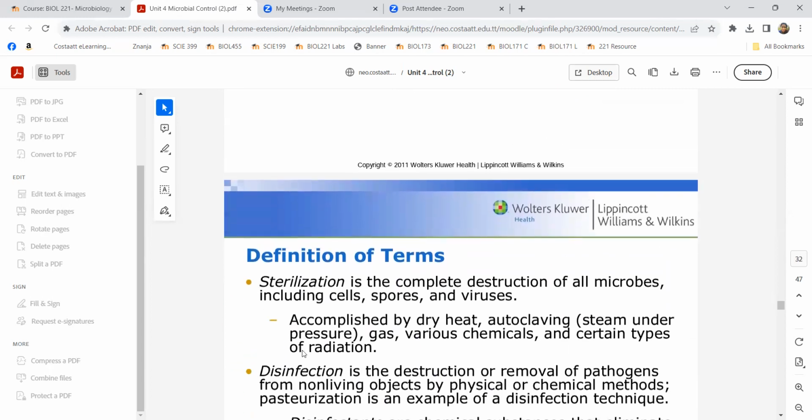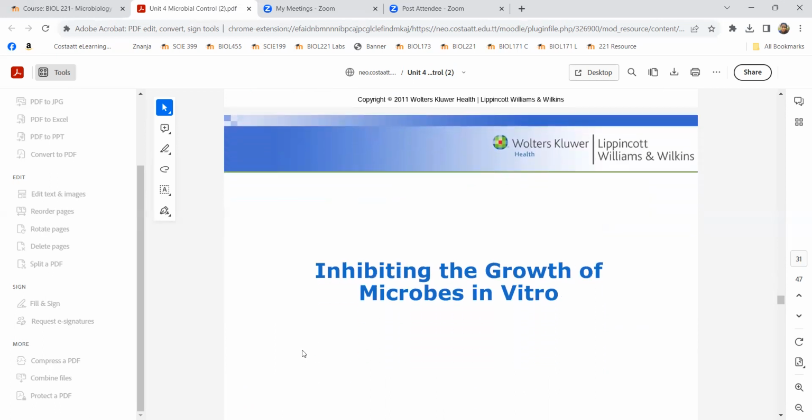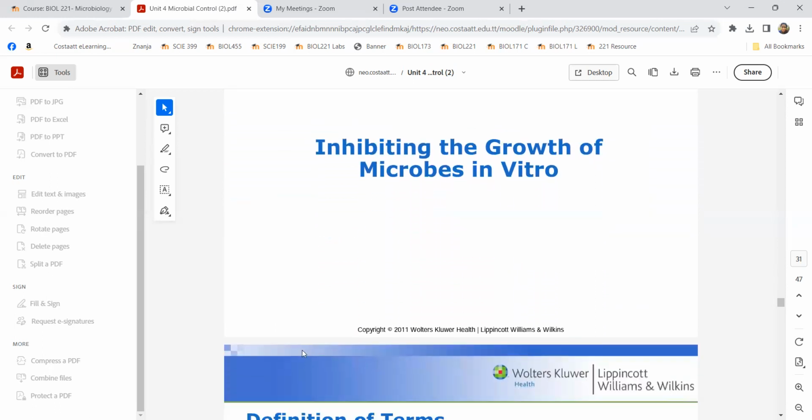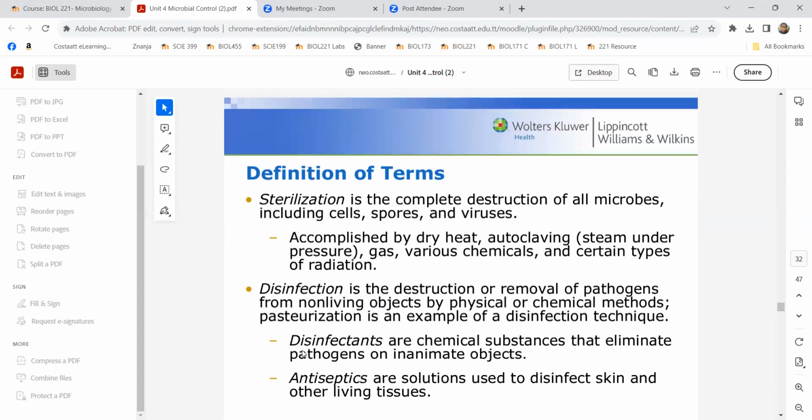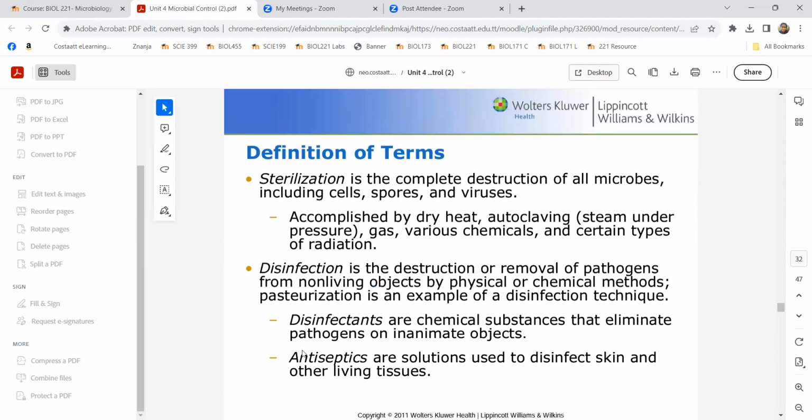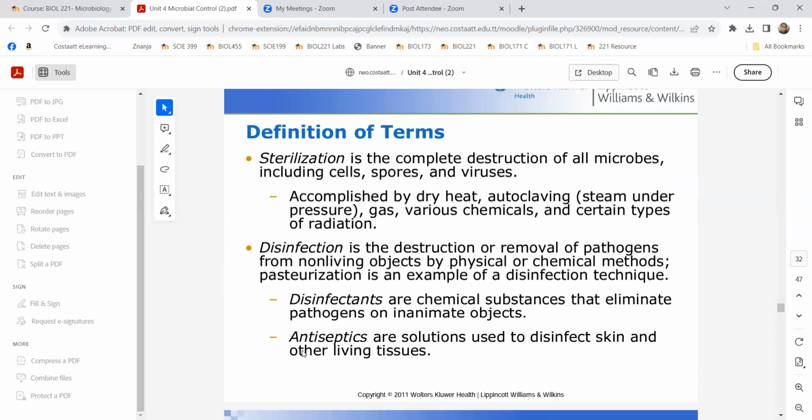Right. So we spoke about controlling growth, encouraging growth. Now we talk about inhibiting growth, and there are several terms that you'll need to be able to define, right? Sterilization versus disinfection. Sterilization is the complete destruction of all microorganisms, including cells, spores, and viruses. It can be accomplished by dry heat, autoclaving, gases, various chemicals, and other types of radiation.